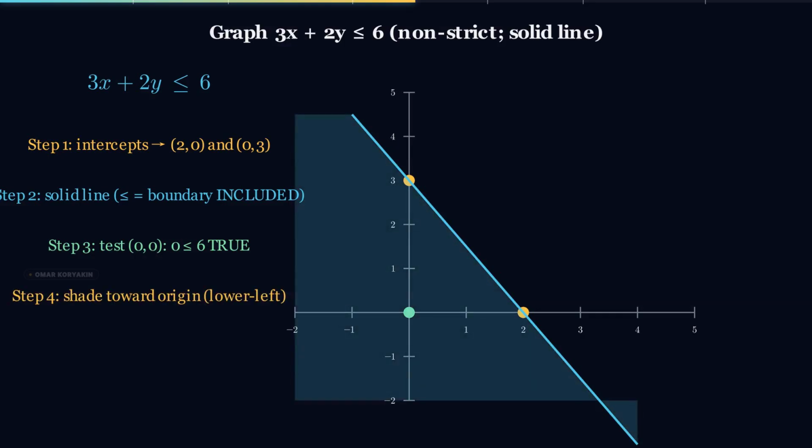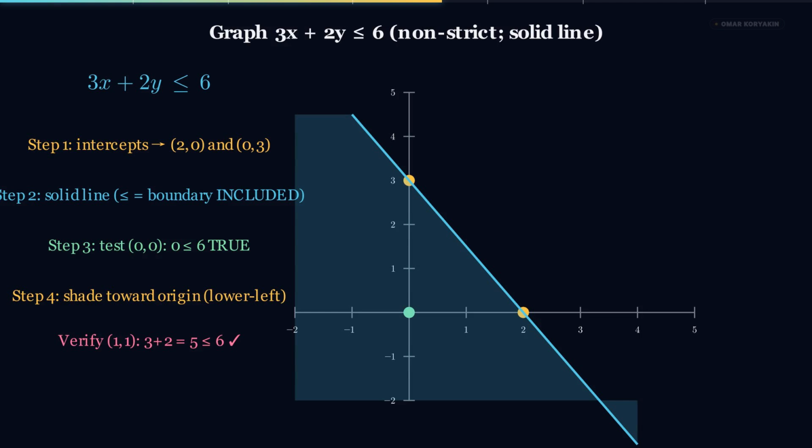Step 4. The origin sits in the lower left region of the coordinate plane relative to the boundary line, which slopes downward from upper left to lower right. The half plane below the line, which contains the origin, is the solution region. Shade the entire half plane below and to the lower left of the solid boundary line. Step 5. Verify by testing a second point in the shaded region, like (1, 1). Plug into the inequality: 3 times 1 plus 2 times 1 equals 5, and 5 less than or equal to 6 is true. Verification passed.